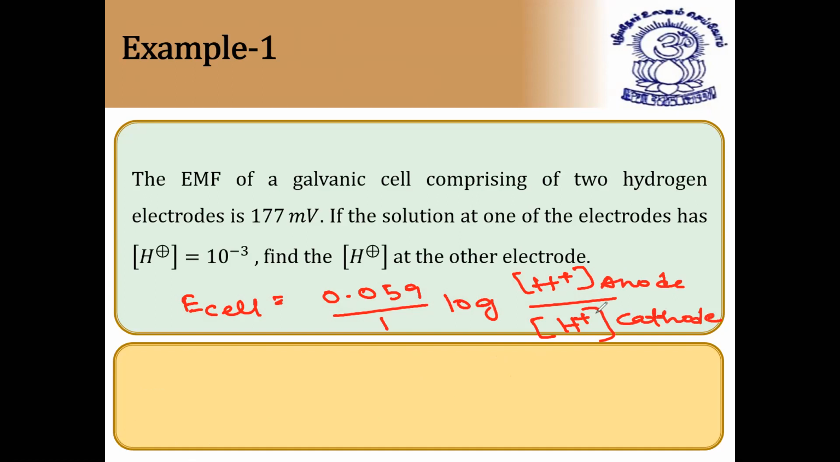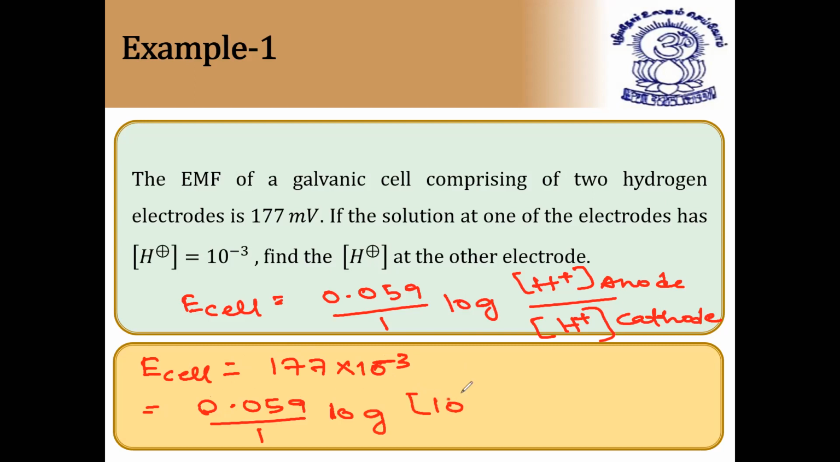So you can take E of cell is equal to 177 millivolts, so 177 into 10 to the power of minus 3, which is equal to 0.059 by 1 into log of 10 to the power of minus 3 by x. This x only we have to find. This is easy, you can do the substitution and solve it. The answer will be 10 to the power of minus 6 molarity.